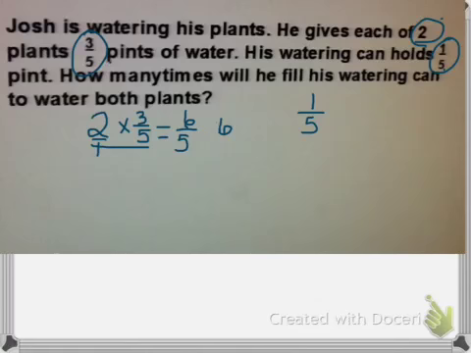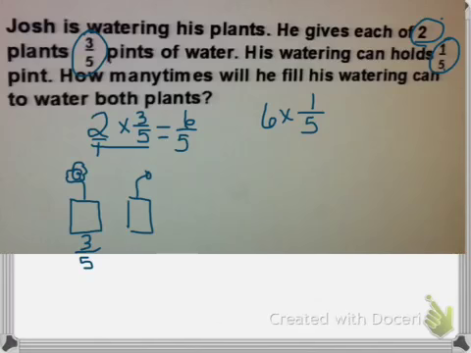which if I divide, let me try that again. I'm not going to divide it yet. 6/5, so that's telling me that 6 times 1/5. The other way I can do it, which is easier sometimes for the kids to do, is to draw a picture. So I know that he's got 2 plants, and each plant needs 3/5 pint. There's one plant with 3/5, and there's another plant with 3/5.